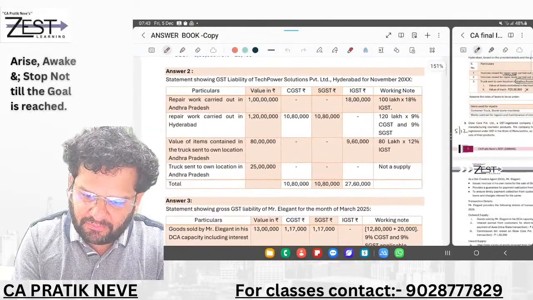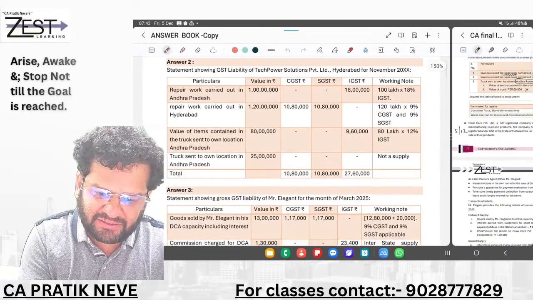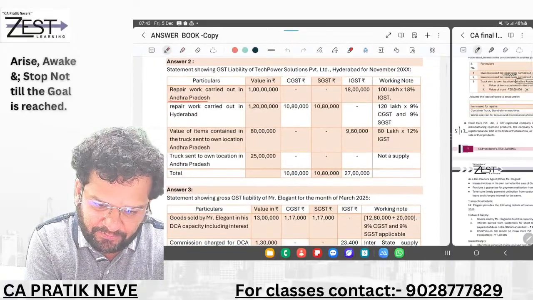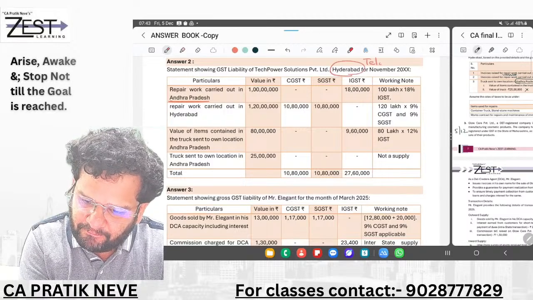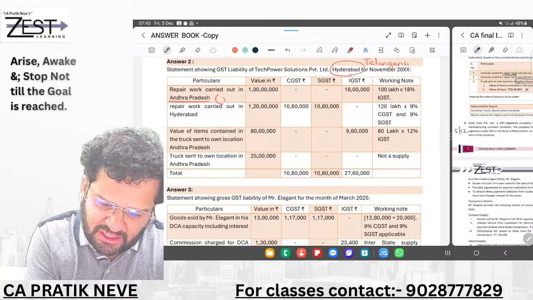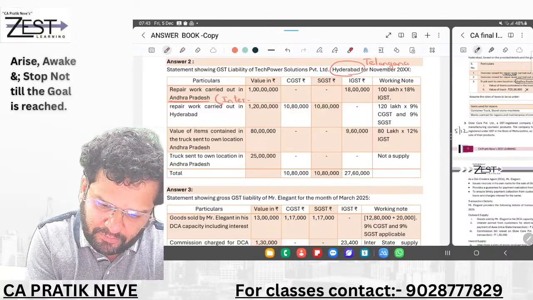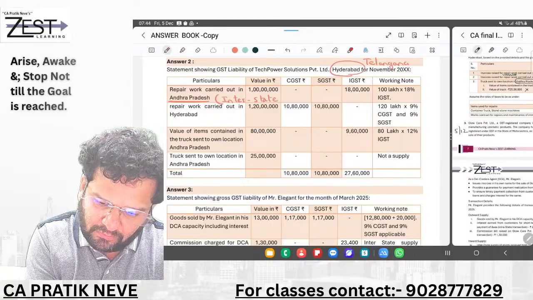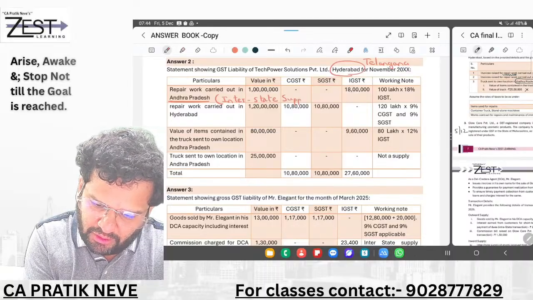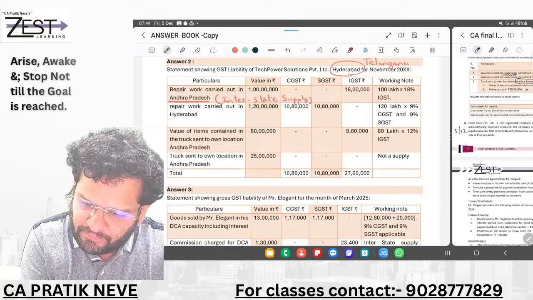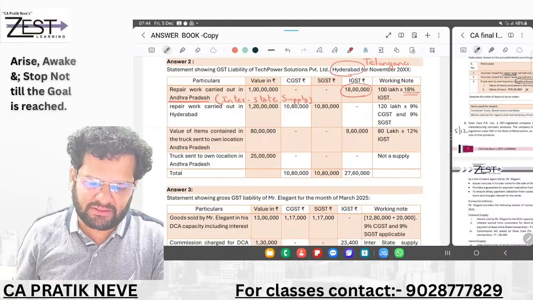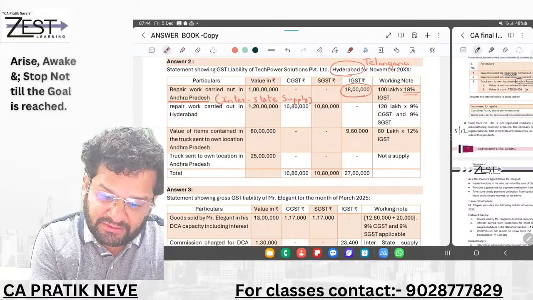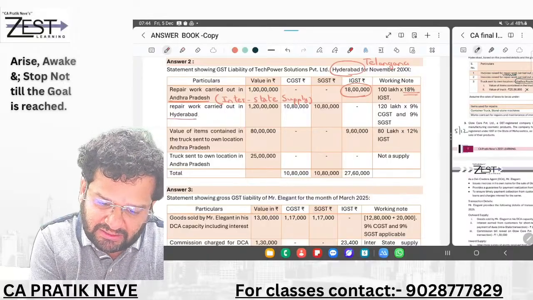Repair work, as we discussed, carried out in Andhra Pradesh. The supplier is of Hyderabad, Telangana. So this is interstate supply, so it will be chargeable to IGST at 18%. Make sense? Next, repair work carried out in Hyderabad.